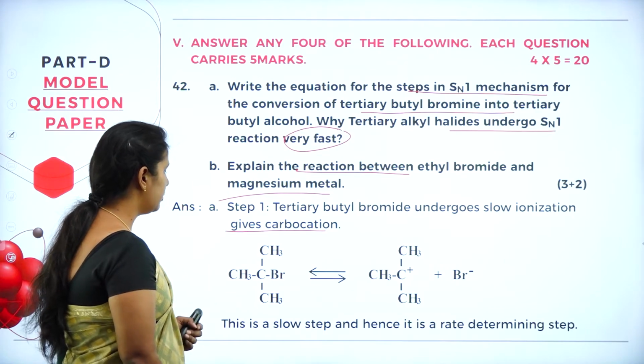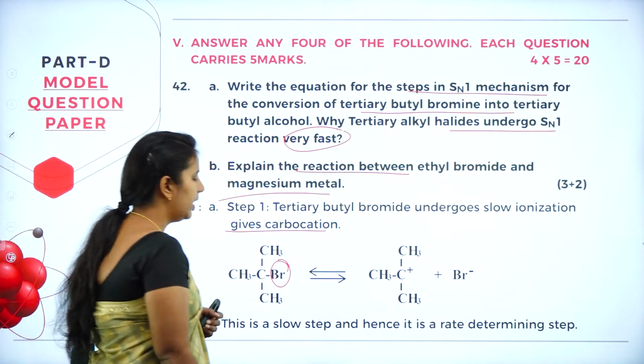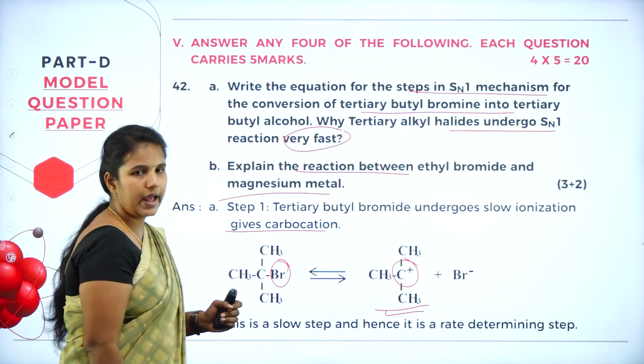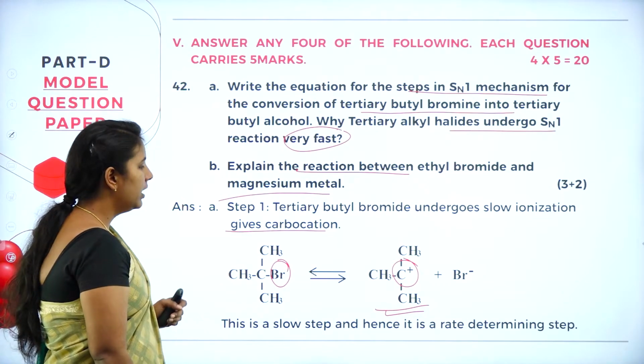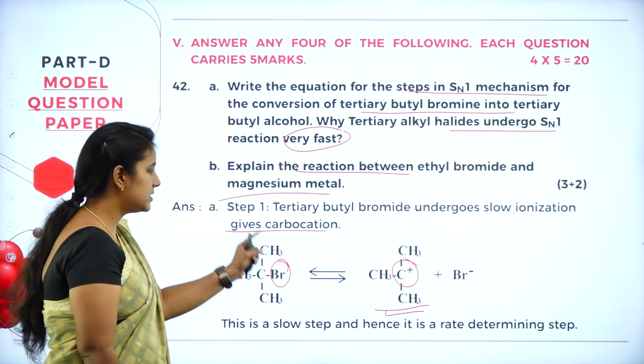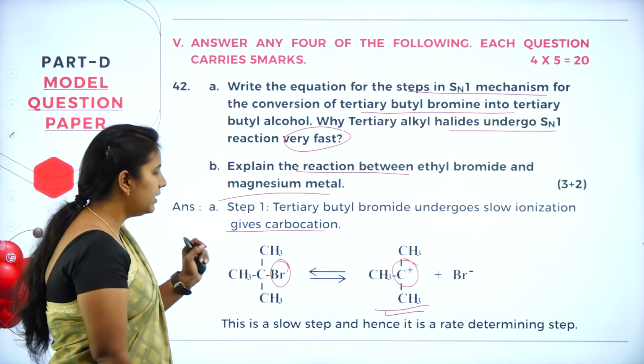This is a tertiary butyl bromide. It loses the halogen group and becomes a carbocation where the central carbon atom has a plus charge. Why is it known as the rate determining step? Because this is a slow step, hence it is known as the rate determining step.